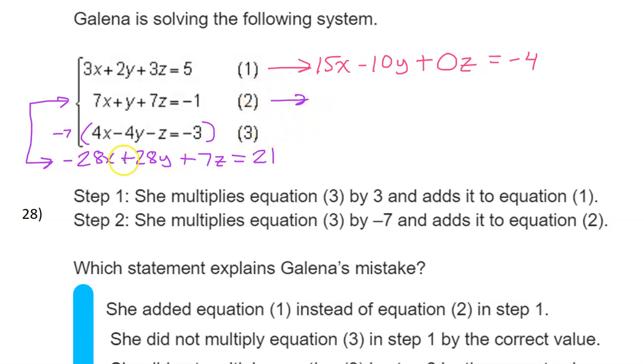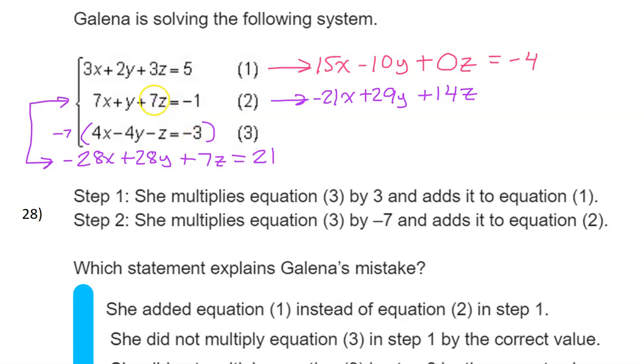So let's see what happens. If we add negative 28x and 7x, that's going to give us negative 21x. If we do 28y and y, that'll be 29y. And then, if we add positive 7z and positive 7z, that's going to be 14z. That's already a problem because we don't have any zeros here. All right, we really wanted at least one of these. We really wanted this z to be a 0, 0z. So she was so close here.